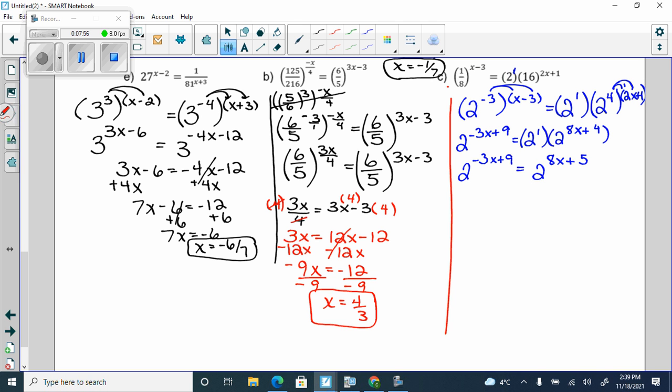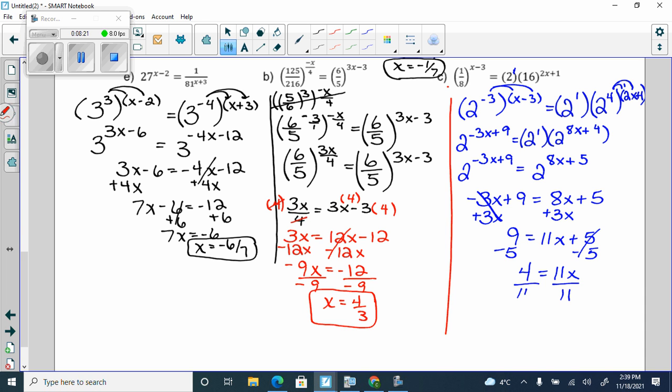We haven't gotten there yet, mister. I always ask questions about the answer 27 steps. 3x plus 9 equals 8x plus 5. Add 3x. 9 equals 11x plus 5. Subtract 5. 4 equals 11x. Divide by 11. X equals 4 over 11.